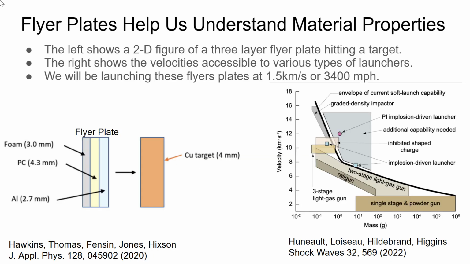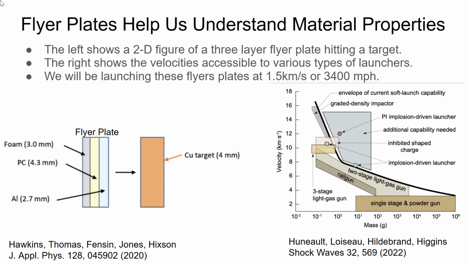So flyer plates help us understand material properties. The left figure shows a 2D figure of a 3-layer flyer plate, and it's showing how it's going to hit the target. My flyer plate is only 1 layer, but this is just simulating how the flyer plate will hit the target. The right shows the velocities accessible to various types of launchers, so it just shows how fast we can make the flyer plate go depending on what type of launcher we use.